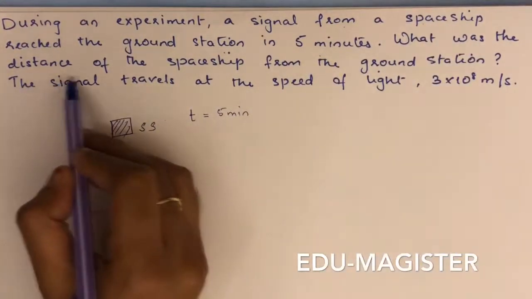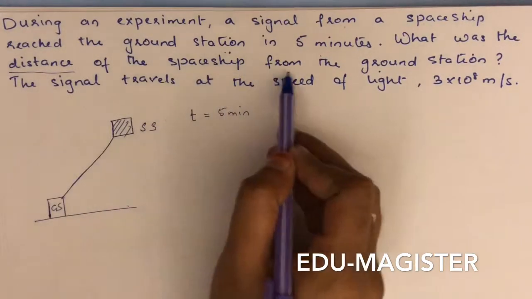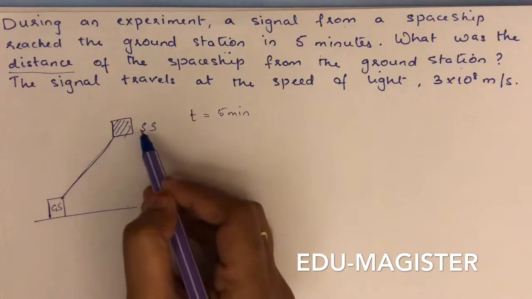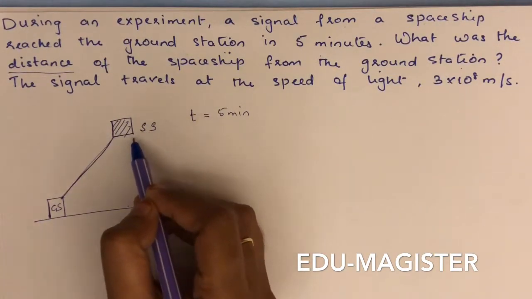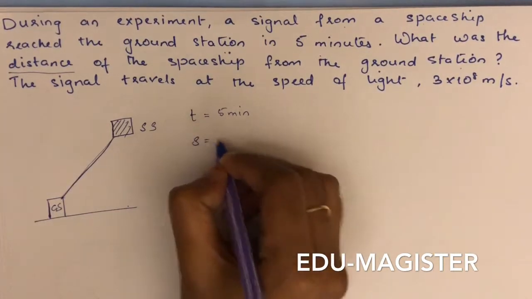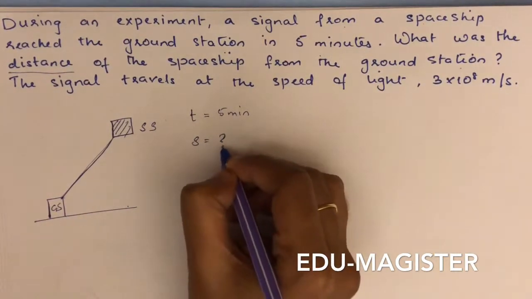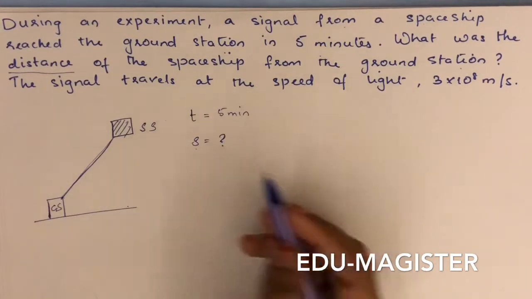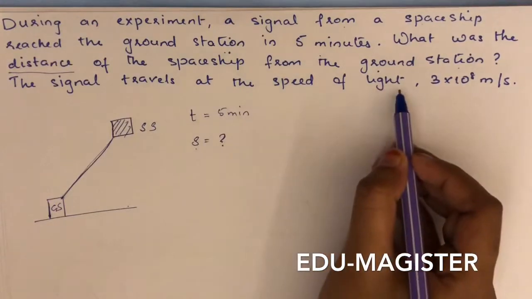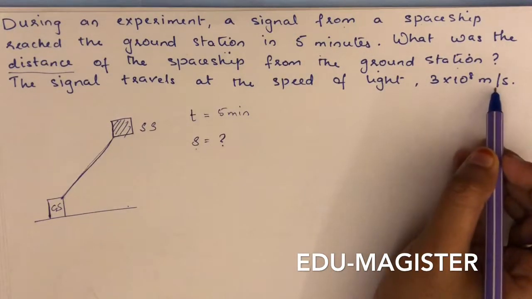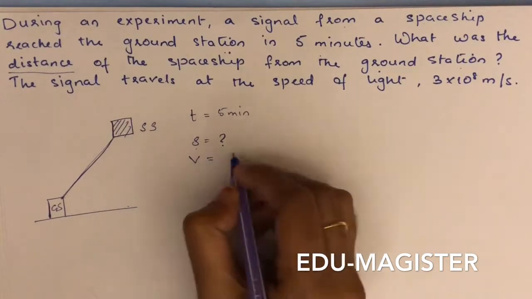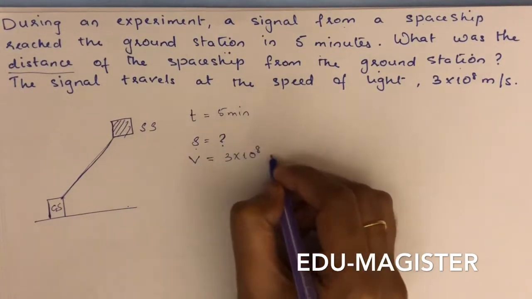What was the distance of the spaceship from the ground station? So they're asking about this distance between the spaceship and the ground station. So they're asking about distance. We denote a distance with the letter S. And it is given that the signal travels at the speed of light, 3 into 10 to the power 8 meters per second. So the speed of the signal is given as 3 into 10 to the power 8 meters per second.